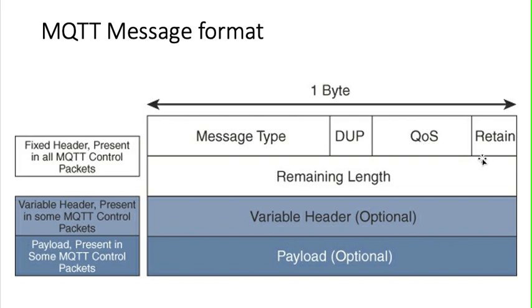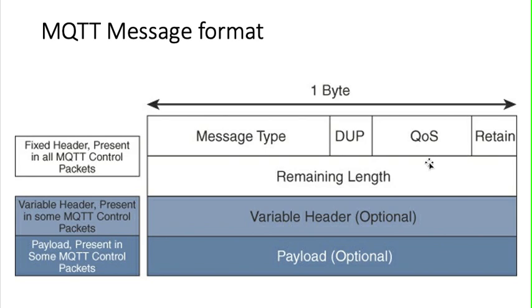Next, about retain. Retain flag is only found in publish message. This notifies a server to hold on to the message data. This allows a new subscriber to instantly receive the last known value without having to wait for the next update from the publisher. The last mandatory field is remaining length.